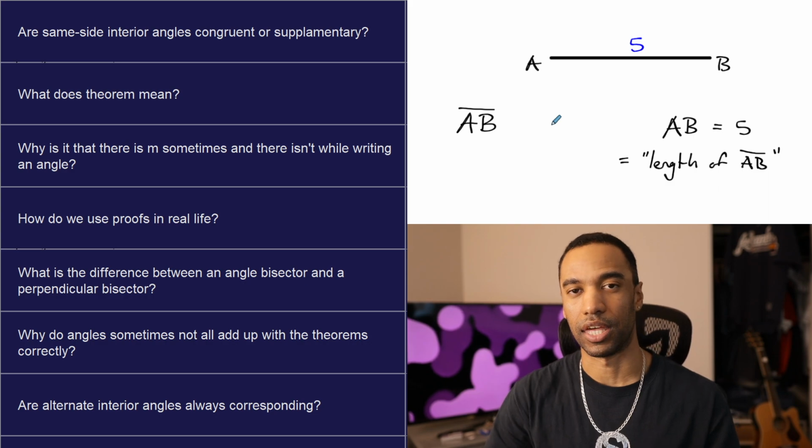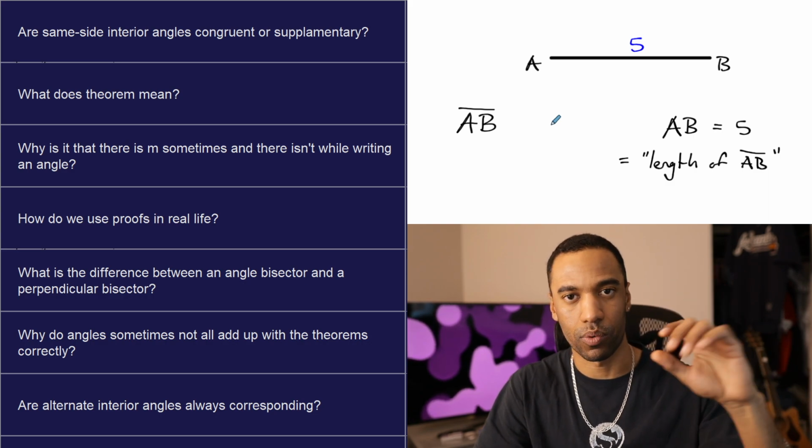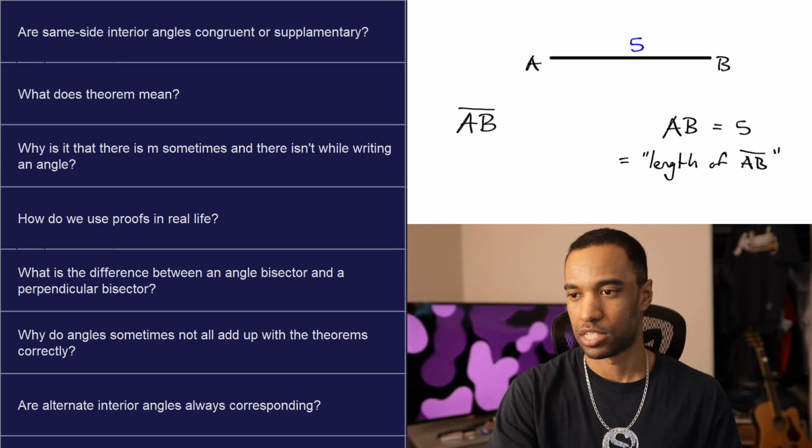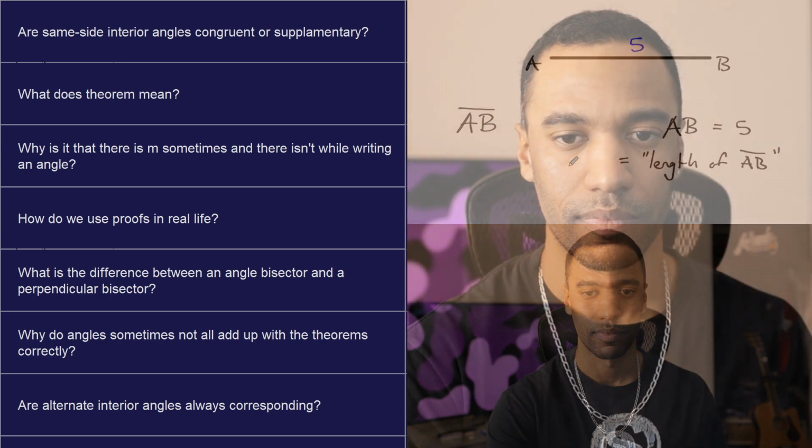So the same kind of thing. That's how angles work, with the little m in front says the measure of the angle, and then the angle itself is the physical thing. Same with segments there. I hope that clears that up. All right, good question though.